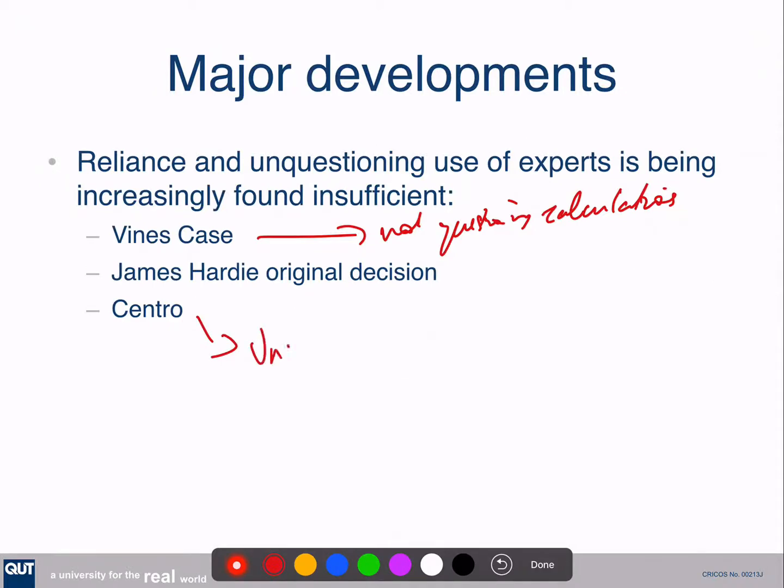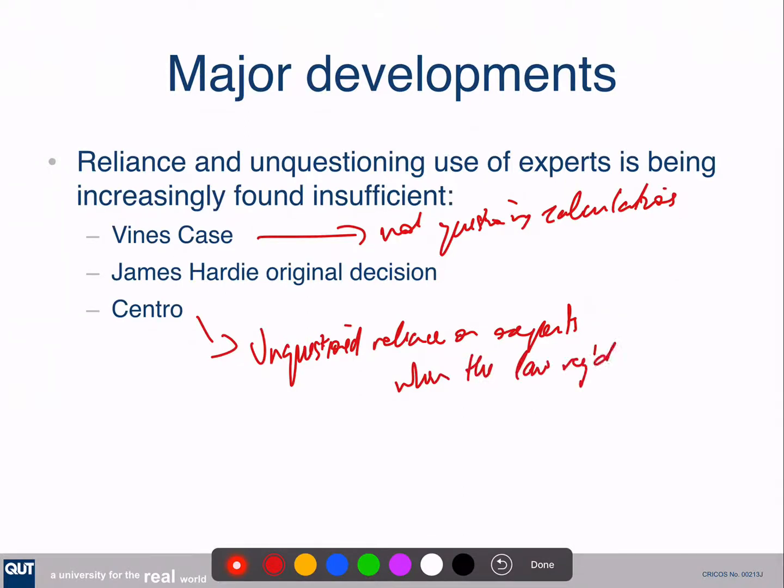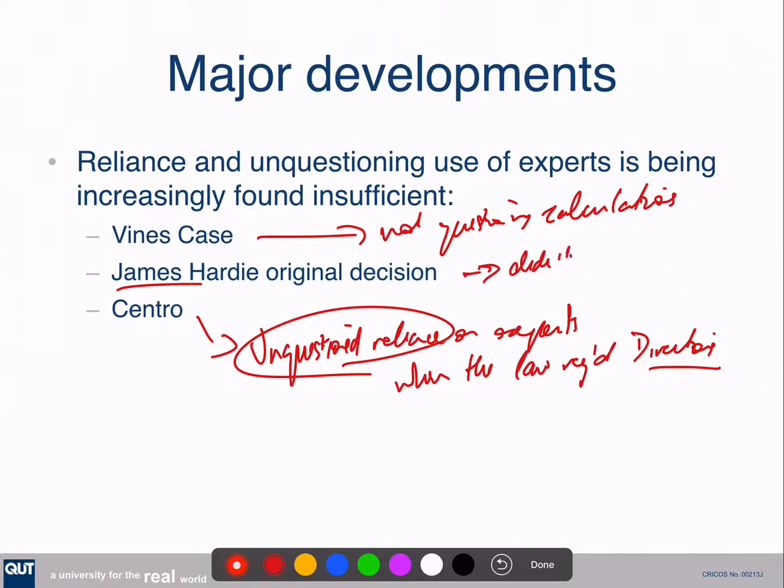The same in Centro. There was unquestioned reliance on experts, right? When the law required, because what they had to do was sign the accounts, and the law required that directors do it, right? And the fact that they had unquestioned reliance, not that they weren't allowed to delegate, but they had unquestioned reliance. And in the James Hardie decision, again, it was the fact that in that particular case, the board didn't question the advice of experts. And really, I think the expert advice was almost a bit too good to be true, right? So the courts are saying you really need to question that expert advice.